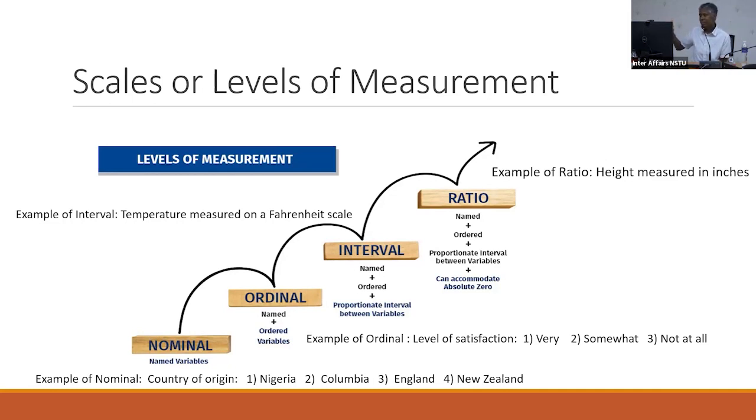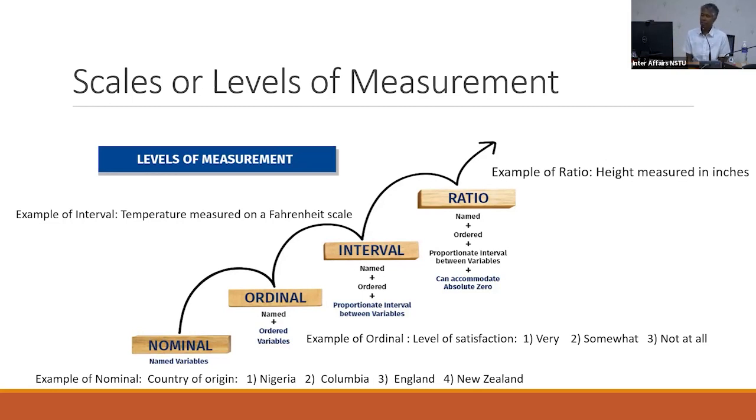So level of satisfaction is a rating, an opinion on satisfaction with the lecture. Some people will be not at all, some people will be somewhat, and someone will be very. These tell us something about level of satisfaction, but the differences between very and somewhat are not clear. So we simply would do frequencies.